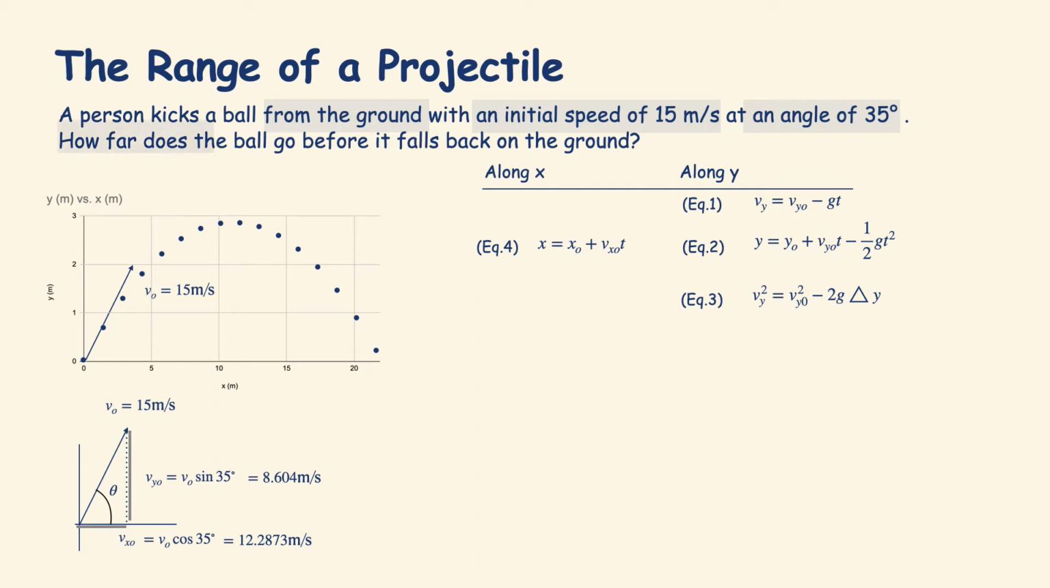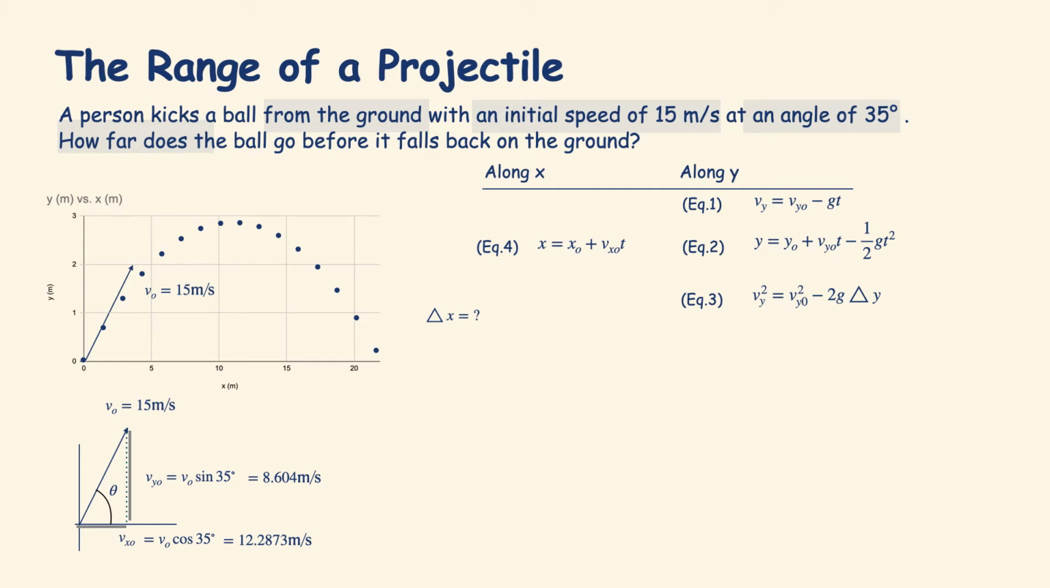So what is the question? Usually by this time, sometimes I even forget what the question is. I go back to the problem. Let's finish reading through the problem. The question was, how far does the ball go before it falls back on the ground? So we have delta x equal to what is our question.